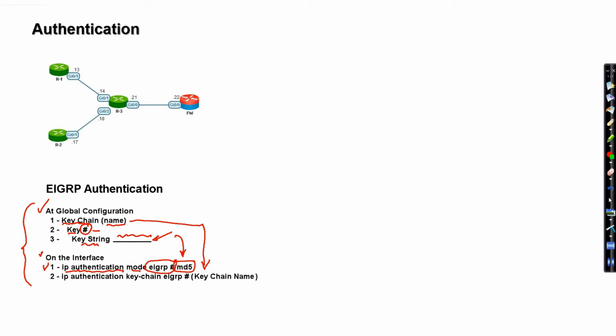You're wondering why choosing MD5 as a hashing algorithm? Well, this is classic mode and that's the only choice you have. Under the named mode EIGRP, you can use SHA for a stronger hashing algorithm. Then the final step, ip authentication key-chain eigrp, then autonomous system number, followed by the key chain name. And that is pretty much it for the EIGRP authentication process.